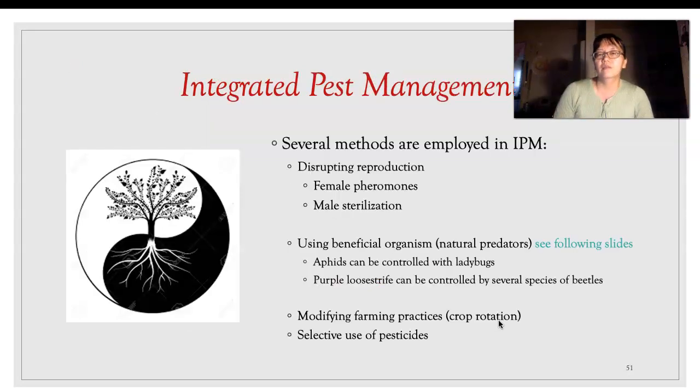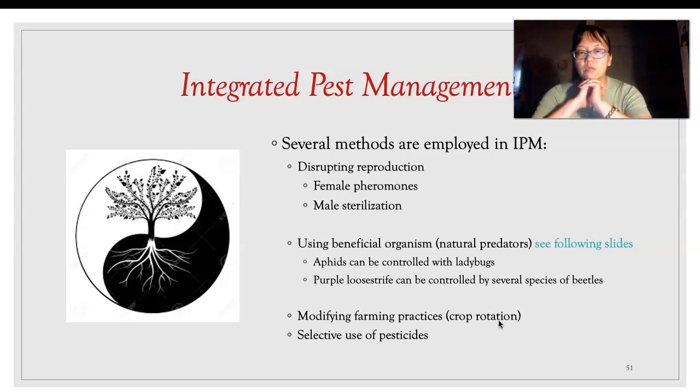There are several methods. First, we're disrupting the reproduction. We use female pheromones. The female bugs sometimes secrete chemicals that attract the males from a long distance. So we synthesize some chemicals disrupting that communication. And we do male sterilization. We release a bunch of sterile male bugs so they cannot have offspring.